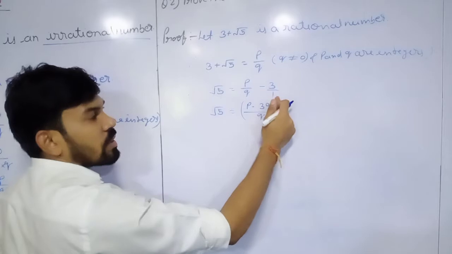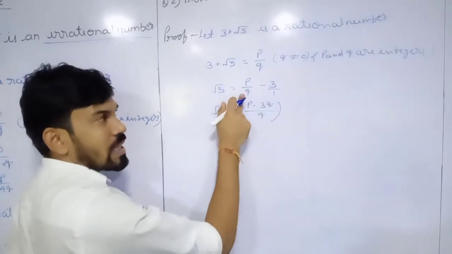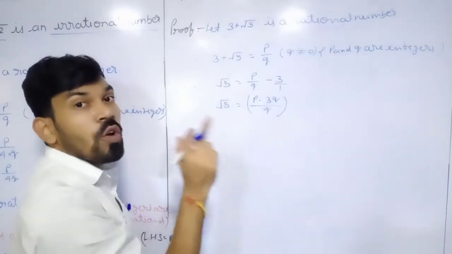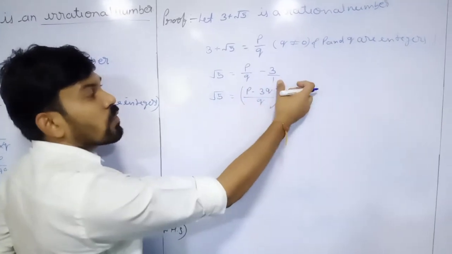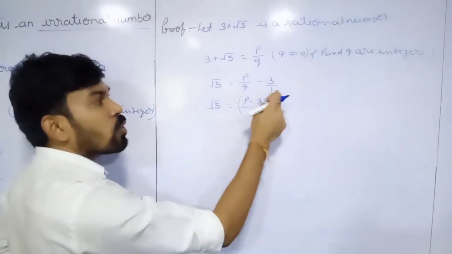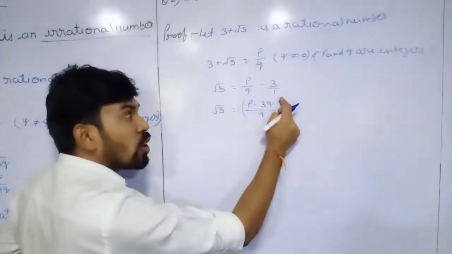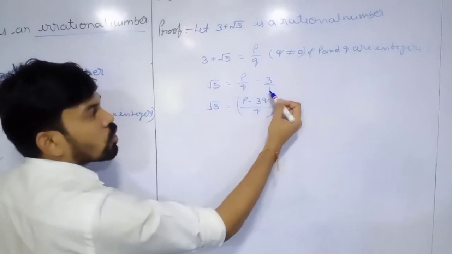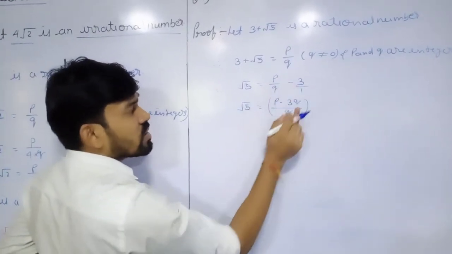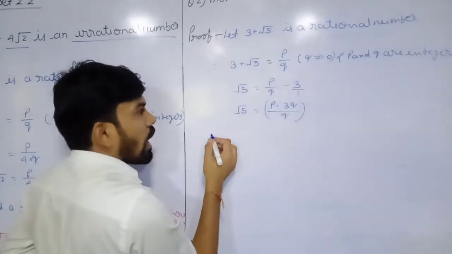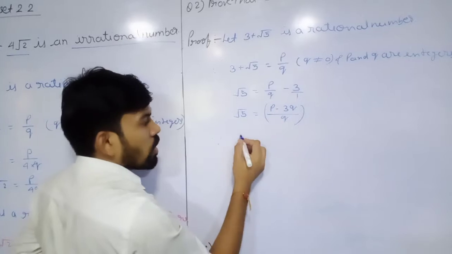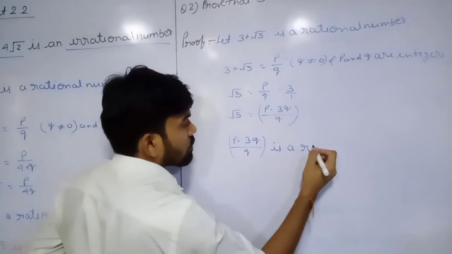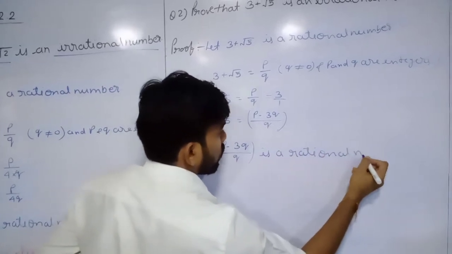How did we get this? Here we had the denominator 1. We need the q, because whenever we have a fraction and addition or subtraction within that fraction, we have to first equalize the denominator. To convert that 1 into q, we have to multiply with the q. If you multiply the denominator with q, the numerator is also multiplied by q at the same time. So we got 3q and here q. We took the common q, p minus 3q. So we got it this way. So p minus 3q upon q is a rational number.